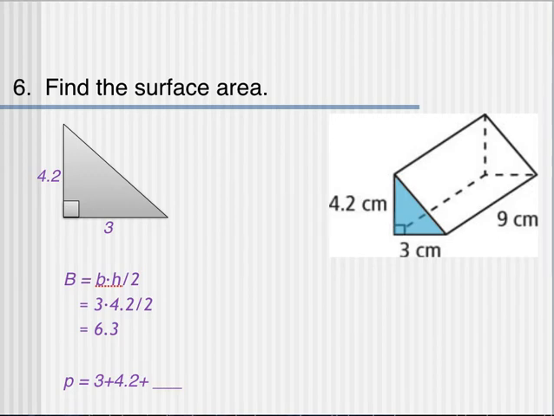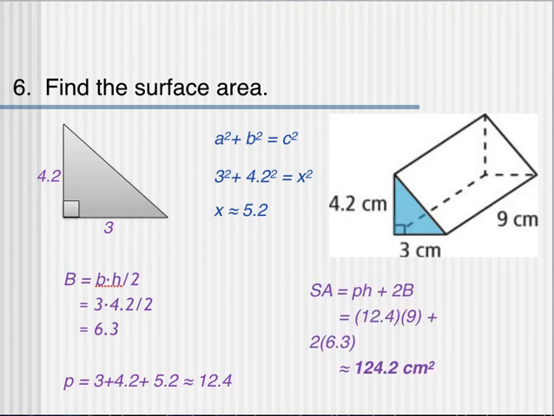The base is a triangle, so you're doing 1/2 base times height, or you could say that's base times height divided by 2. Either way, you get the same answer. Capital B is 6.3. Oh no, we're missing an edge. But you know what to do. You use Pythagorean theorem. So the missing edge is around 5.2. Plug that in. Your perimeter is around 12.4. Now that you have the area of the base and the perimeter, plug that into your surface area formula, and you get around 124.2 square centimeters.